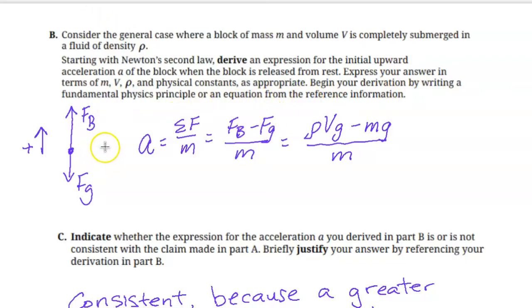Once again, we're going to look at our force diagram. I'm going to make up positive, and we have gravity force down and buoyant force up. Acceleration is equal to the net force divided by mass, and net force is the buoyant force minus the gravitational force. If we substitute the equation for buoyant force, we get ρvg minus, and then the equation for gravitational force is mg. So we end up with ρvg minus mg, divided by m.